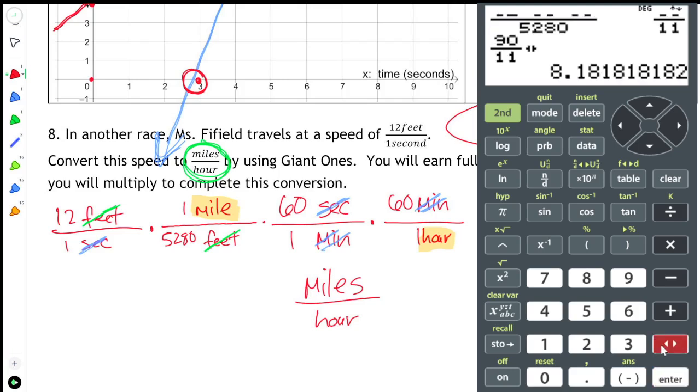And if I kick that to a decimal, I got 8.2. So I'm going to say that her speed is about 8.2 miles each hour, right? So traveling 12 feet per second is the same as about 8.2 miles per hour.